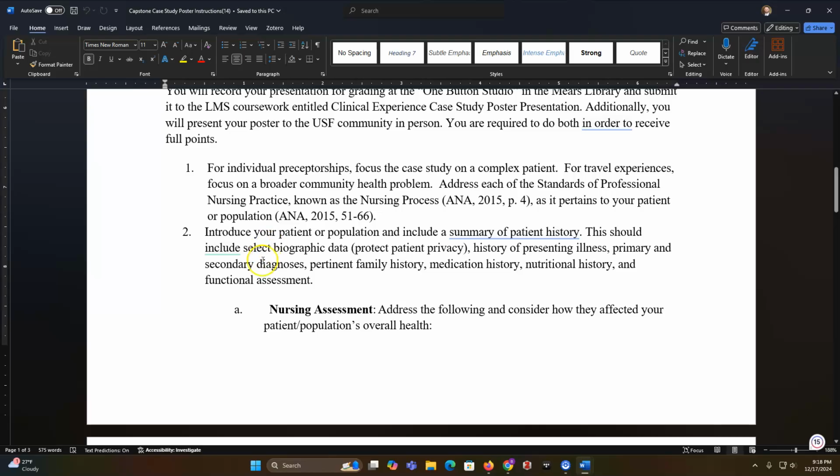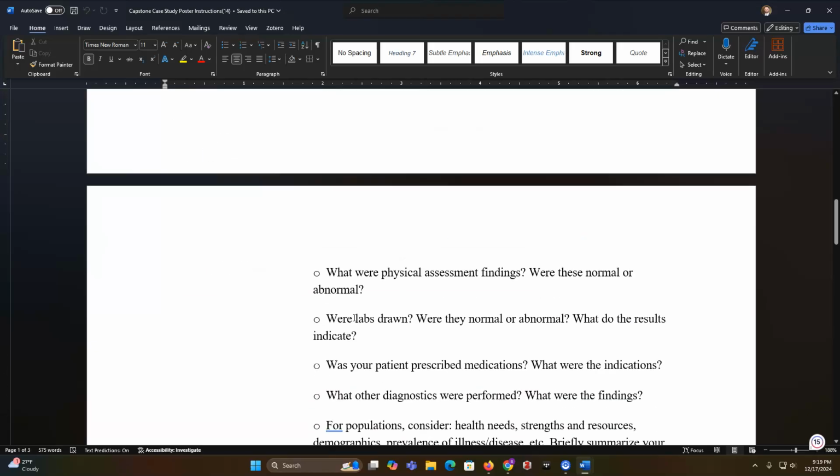Within this, we do want you to have a history. So what brought on this illness, or what was occurring with your patient, what's your primary diagnosis, and any secondary diagnoses. This could be multiple. Pertinent family history, medication history, nutritional history, functional history. What was your nursing exam like? What did you all see? What were your findings? What was normal? What was abnormal?